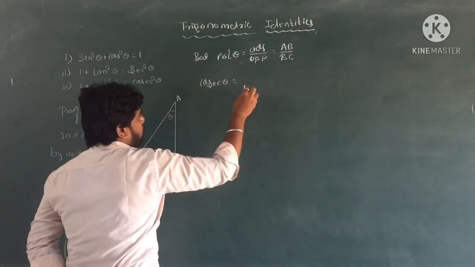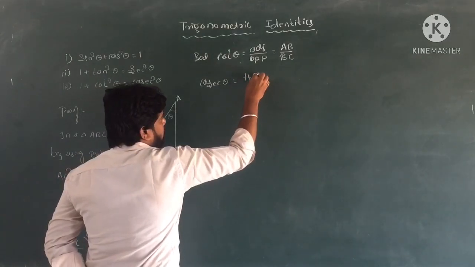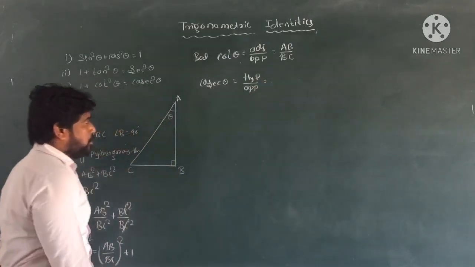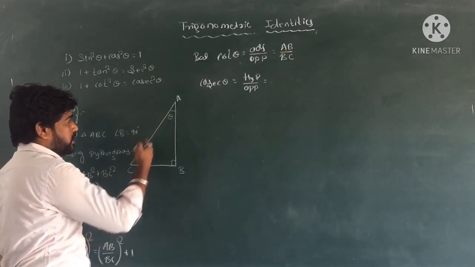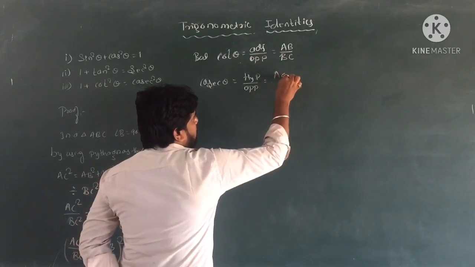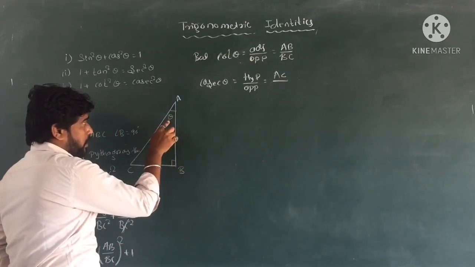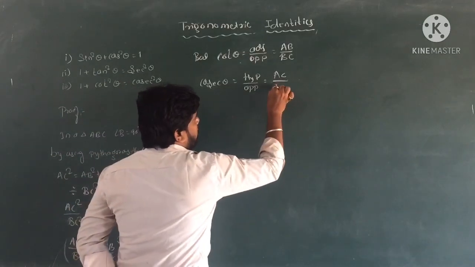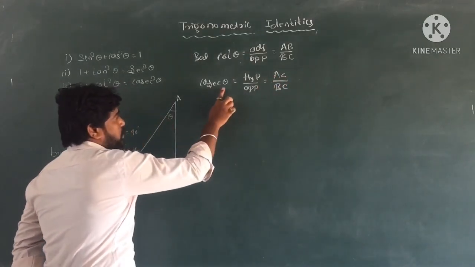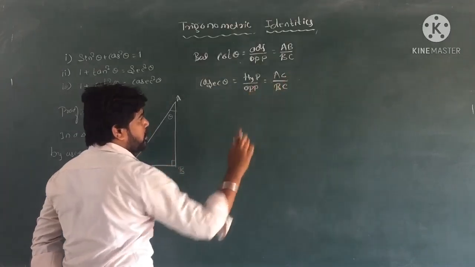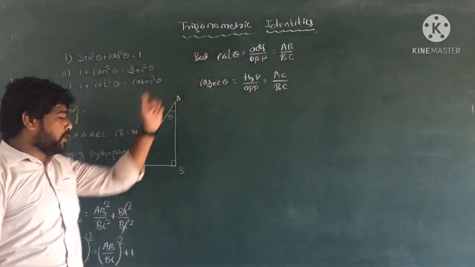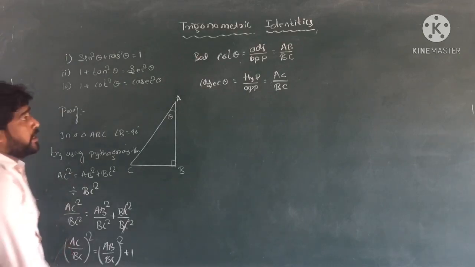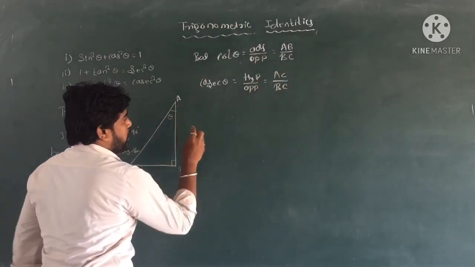Cosec theta is equal to hypotenuse divided by opposite. So what is the hypotenuse here? AC. AC divided by opposite. When we consider theta here, opposite is BC. So cosec theta is equal to AC by BC. Substitute these two values in this equation. So see here, AC by BC is cosec.